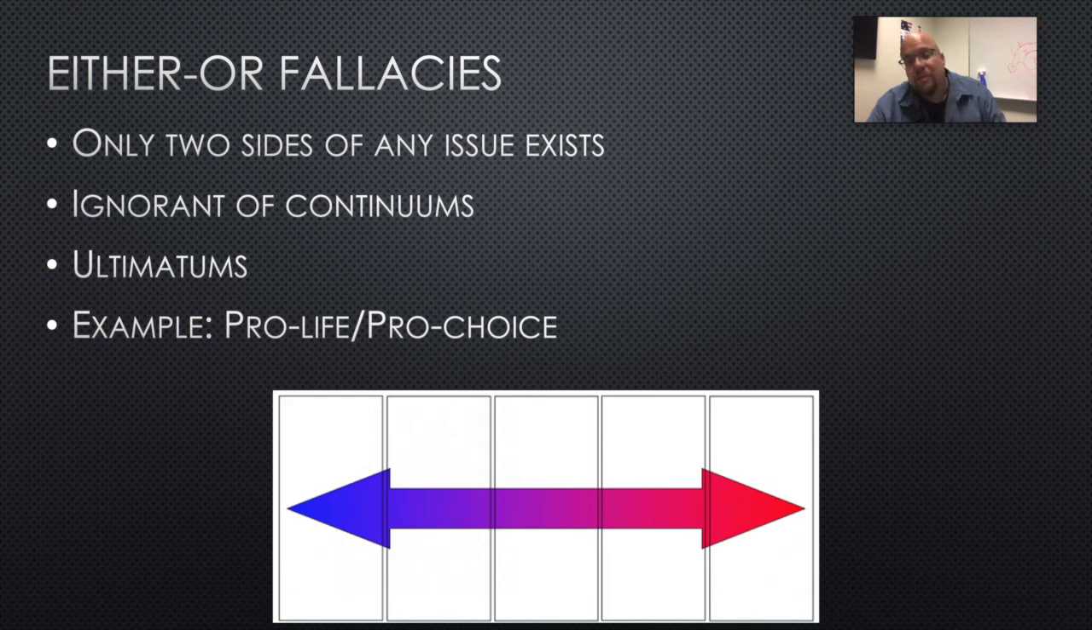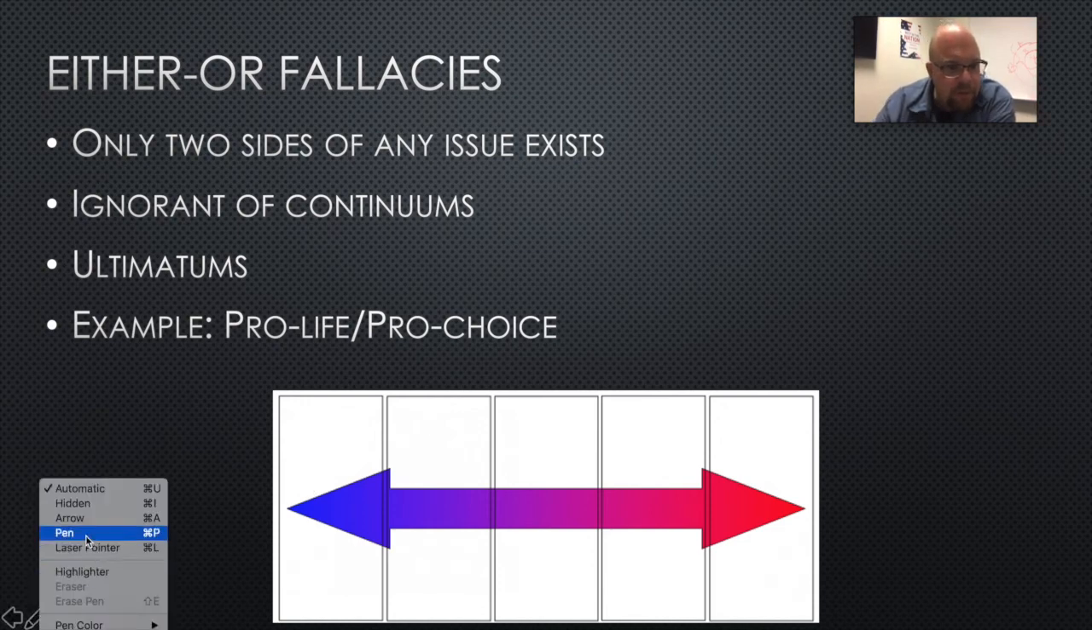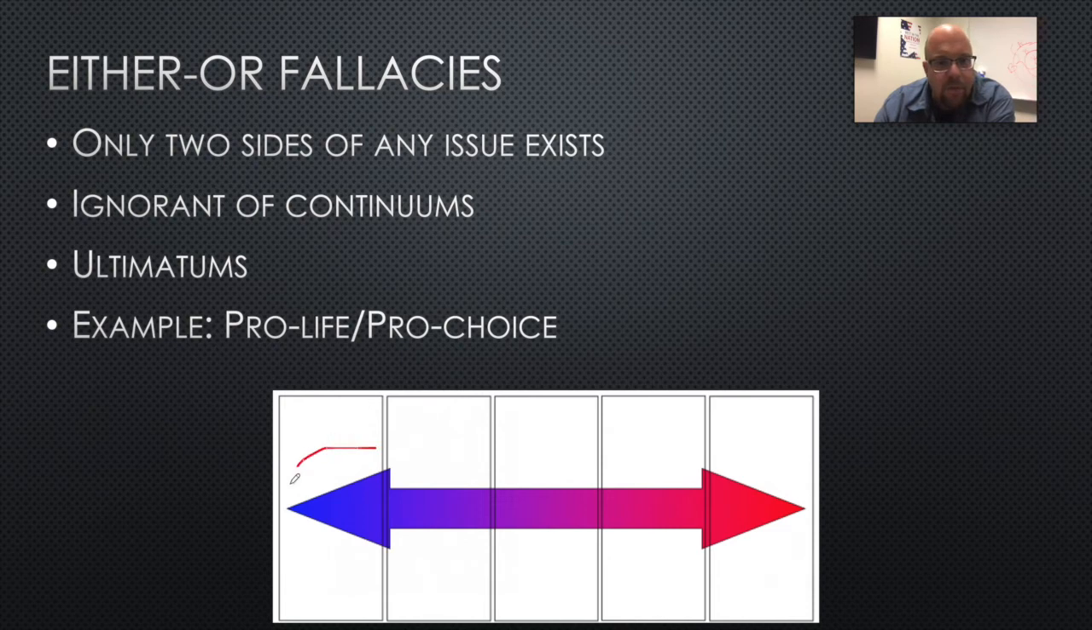An example of this is the pro-life, pro-choice argument. So if you look at that continuum at the bottom here, you grab a pen. So here, let's say this is pro-life. Oops, definitely not good at this. And on this side, we are pro-choice. So most people in America aren't here, and they aren't here. Most people in America are somewhere in here.